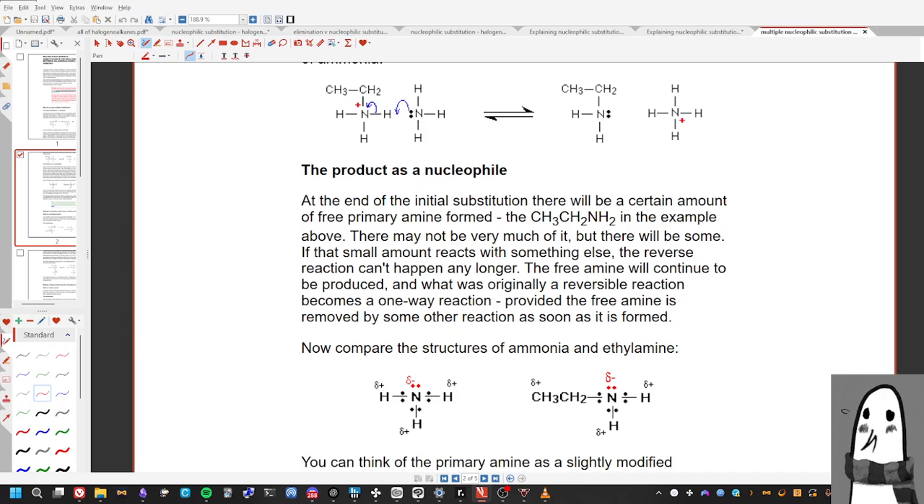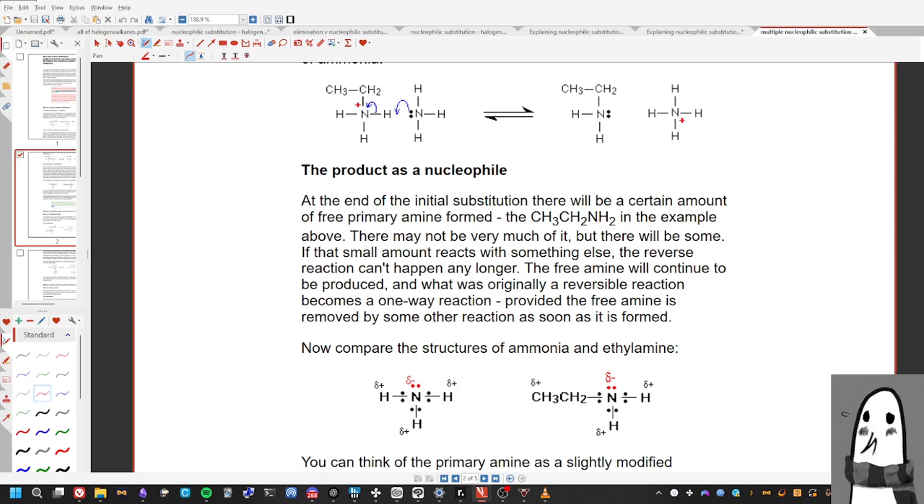At the end of the initial reaction, there will be a certain amount of free amine. In the example above, there may not be a lot of it, but there will be some. And if that small amount reacts with something else, the reverse reaction cannot happen. Okay, no, that makes sense. I was thinking the reverse reaction reacts with something else, as in reacts with what it's supposed to react with, but no. If it reacts with something else, then it can't happen any longer. The free amine will continue to be produced, and what was originally a reversible reaction becomes a one-way reaction provided the free amine is removed by some other reaction as soon as it's formed.